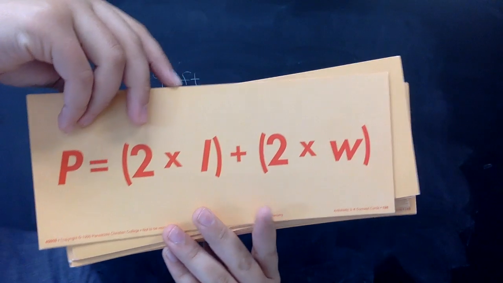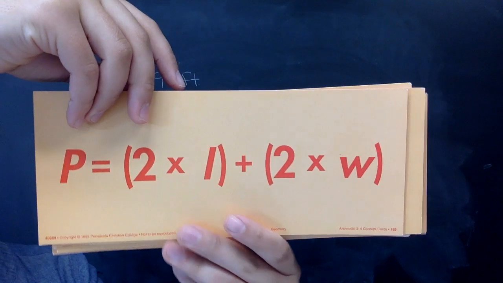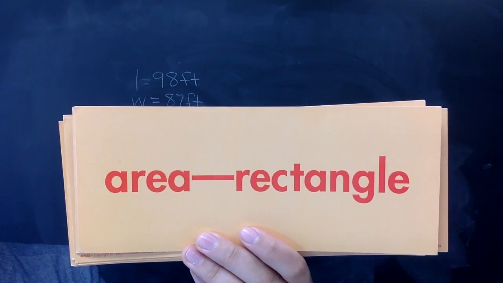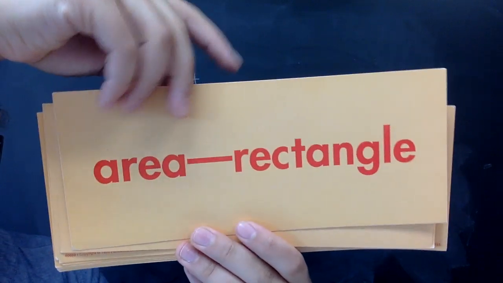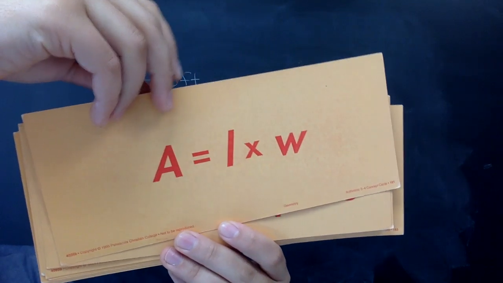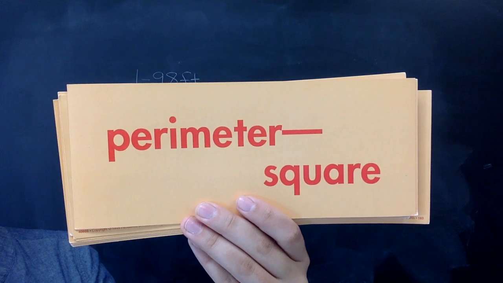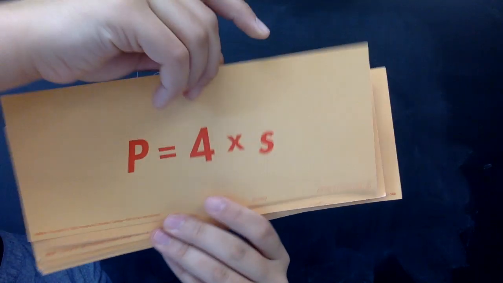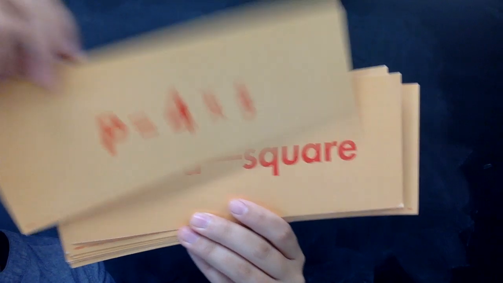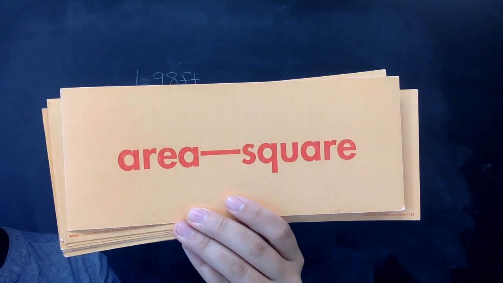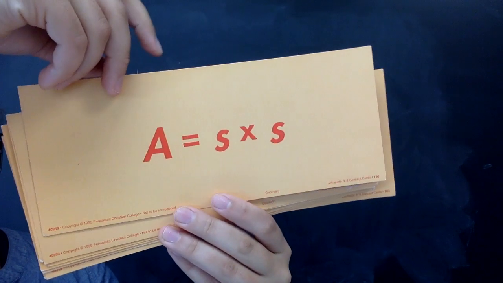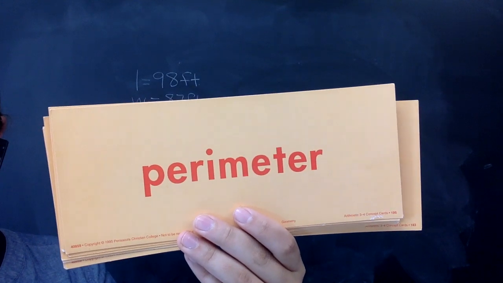What is the formula for finding the perimeter of a rectangle? P equals, in parentheses, 2 times L, plus, in parentheses, 2 times W. What is the formula for finding the area of a rectangle? A equals length times width. Formula for finding the perimeter of a square? P equals 4 times S. Formula for finding the area of a square? A equals S times S.